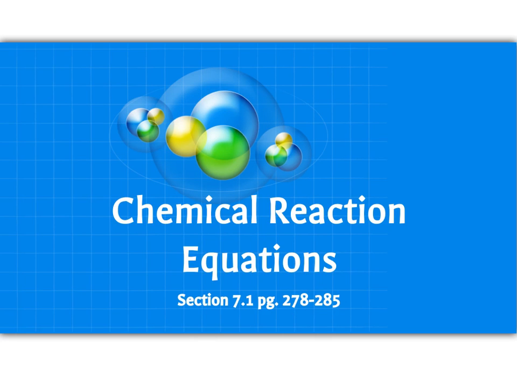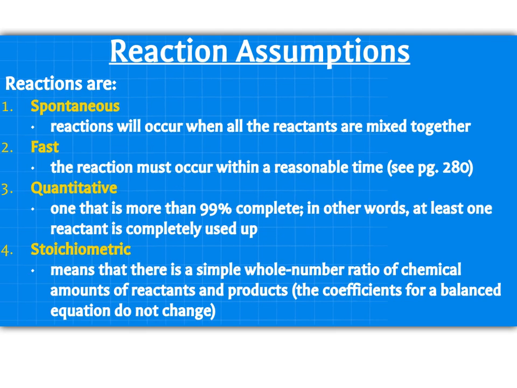The first part of Quiz 1 is talking about chemical reaction equations, which is found in section 7.1 in your textbook. Throughout this entire unit, we are going to make 4 assumptions about reactions. This is throughout the entire stoichiometry, and it's anytime we're talking about any sort of chemical reaction equation. Assumption number 1 is that chemical reactions will be spontaneous.